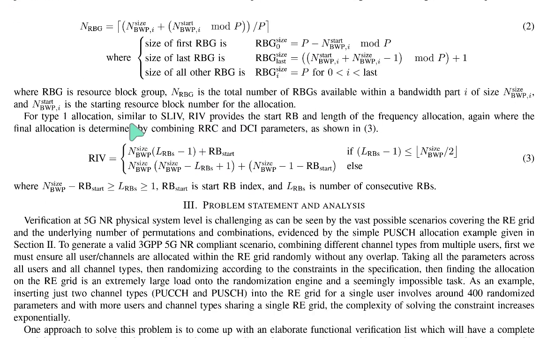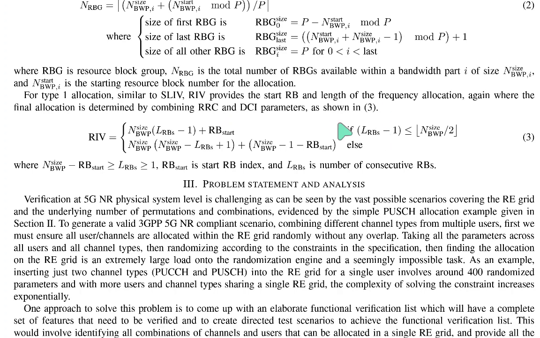For type 1 allocation, similar to SLIV, RIV provides the start RB and the length of the frequency allocation. Again, the frequency allocation is determined by combining RRC and DCI parameters, as shown in expression 3. In this expression, the constraint is that N size BWP minus RB start is greater than or equal to L RBs, where RB start is the start RB index and L RBs is the number of consecutive RBs.